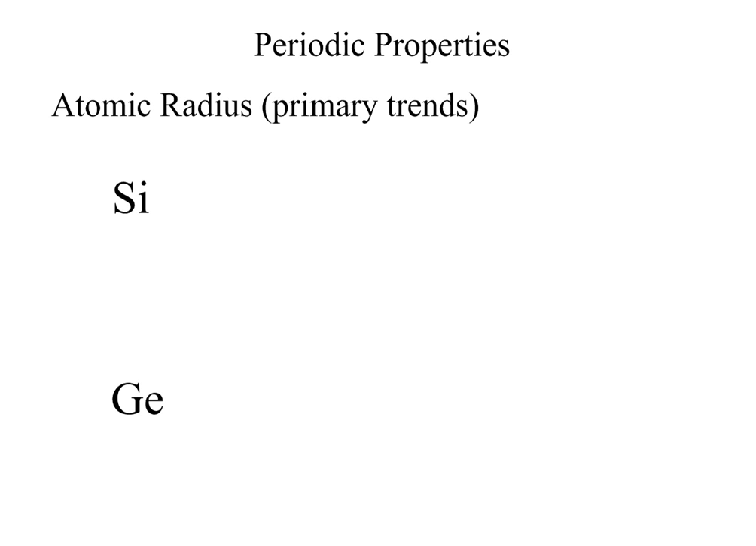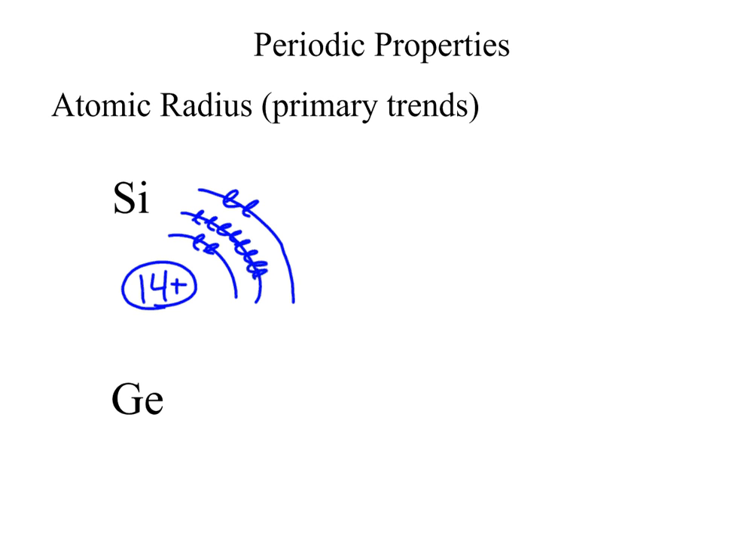So if we look at silicon, silicon we find has 14 protons in the nucleus, and we're just going to show the shell. So silicon is in the third principal energy level. So there are going to be two levels that are completely filled with electrons, and then the third level will have 4 electrons in it.